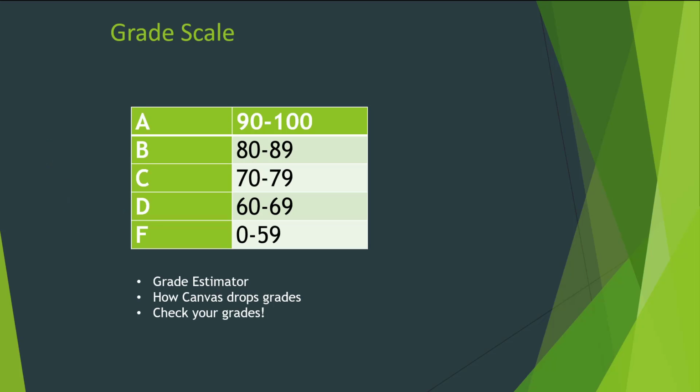The grade scale is pretty standard: 90 to 100 A, 80 to 89 B, 70 to 79 C, 60 to 69 D, 0 to 59 F. As I just mentioned, be sure to use the what-if grade function on Canvas, explained on Canvas, to see what your grade would be or wouldn't be if you did or did not do various things. The way Canvas drops grades is correct, but again, can be misleading if you're not familiar with the way Canvas does things.